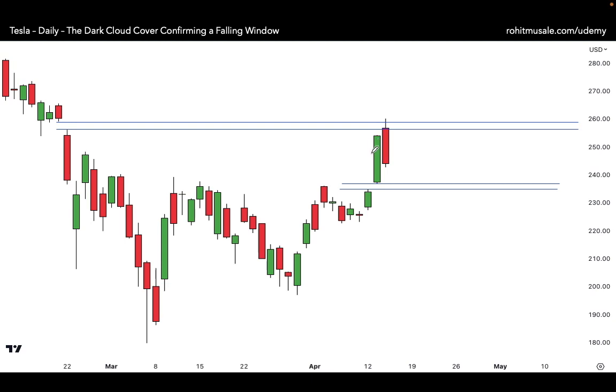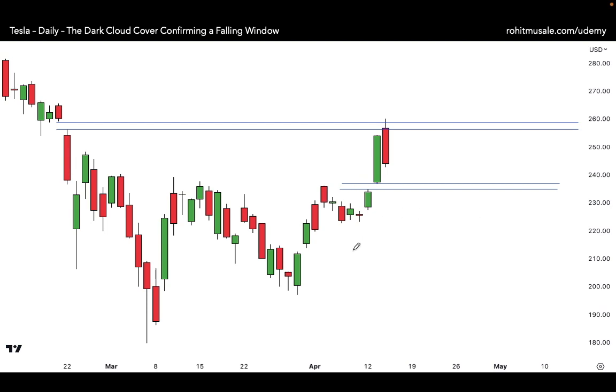Now this dark cloud cover is confirming the resistance created by the falling window, because as you can see here, none of these candles have closed above the resistance created by the falling window. So the failure to close above the falling window's resistance means that the market is bearish here. So the confirmation of the prior resistance is adding to the probability that the market will reverse from here. Again, reverse means either flat or down. Any of these two things can happen.